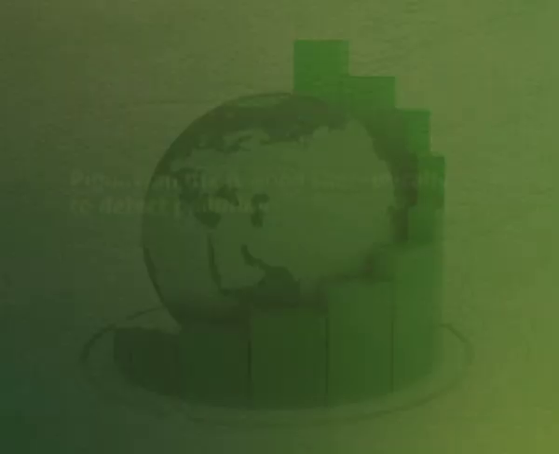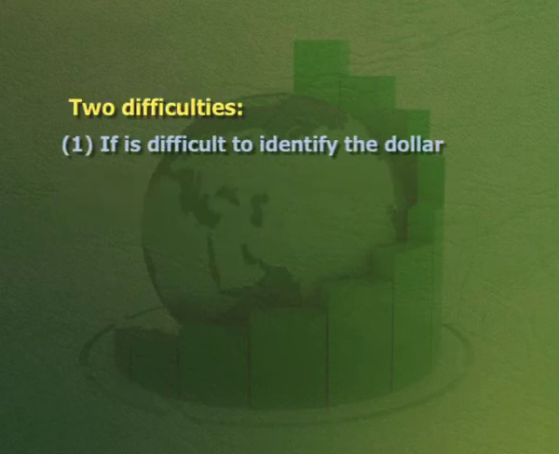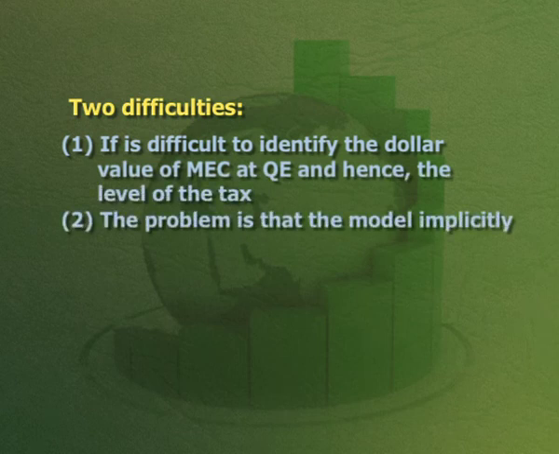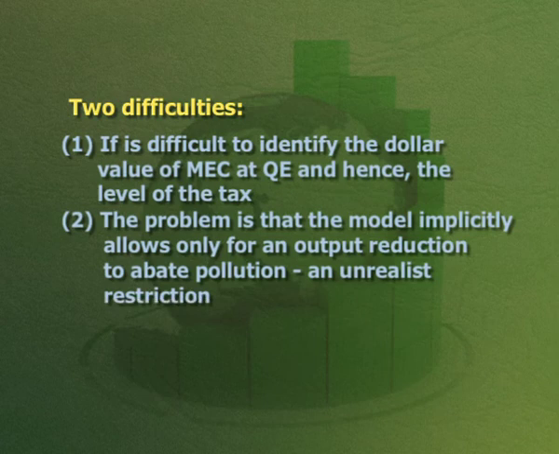Pigouvian tax is good theoretically to detect pollution, but there are two difficulties in this measure. Number one, it is difficult to identify the dollar value of MEC at QE and hence the level of the tax. Number two, the problem is that the model implicitly allows only for an output reduction to abate pollution, an unrealistic restriction.